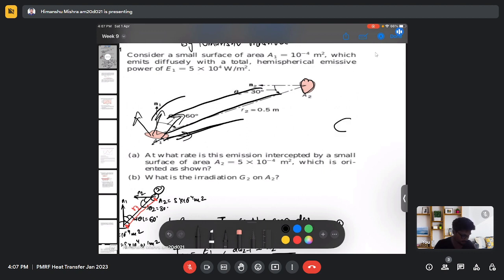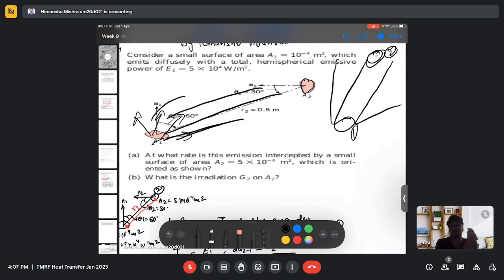It is like you have a surface here and one surface here also. So whatever emission there is from surface 1, the whole emission will be captured by surface 2. Diffusely means that the intensity of radiation will be the same in all directions. It doesn't indicate that all the radiation will be captured by A2, because diffusely means radiation intensity will be the same in every direction.